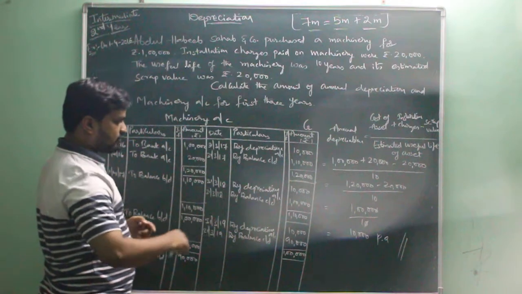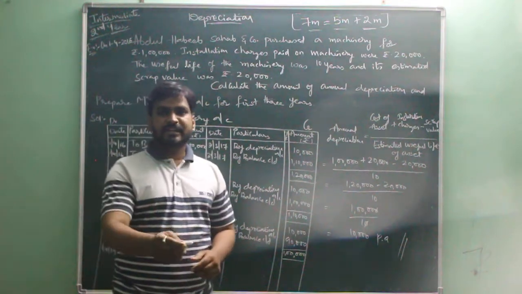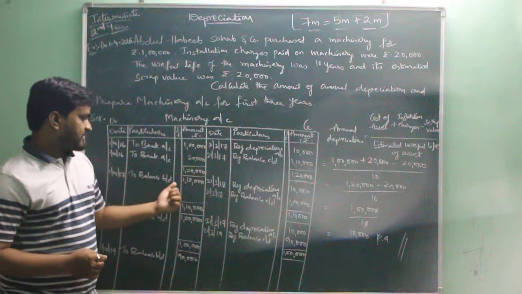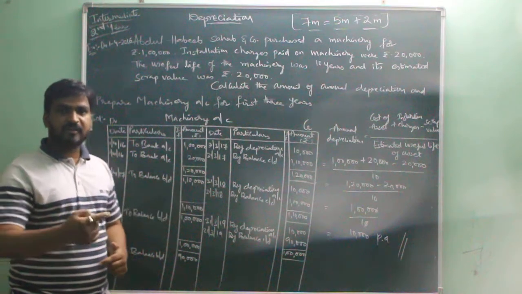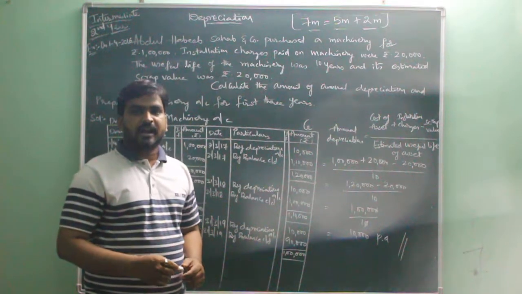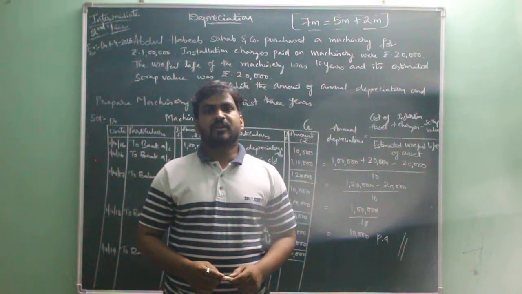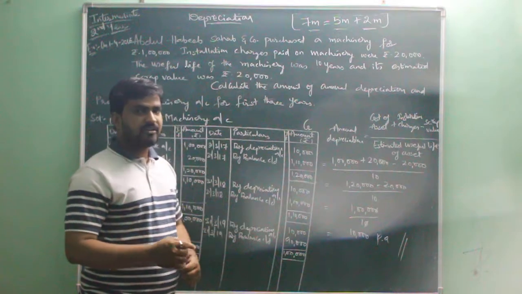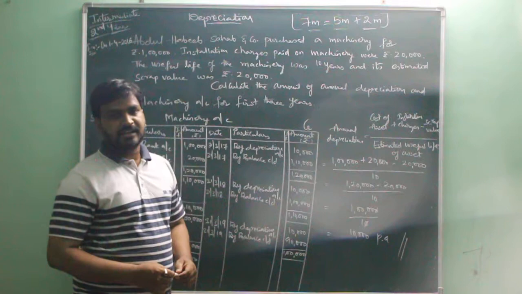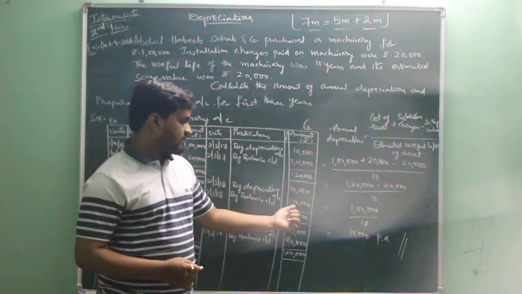Then if someone asks you what was the value of the asset at the beginning of the second year, then the value of the machinery at the beginning of the second year was 1,10,000. Then what is the amount of depreciation that you are going to provide at the end of the second year? Then the amount of depreciation will be rupees 10,000. Then what is the value of the asset at the end of the second year? Then the value of the asset at the end of the second year will become 1 lakh.